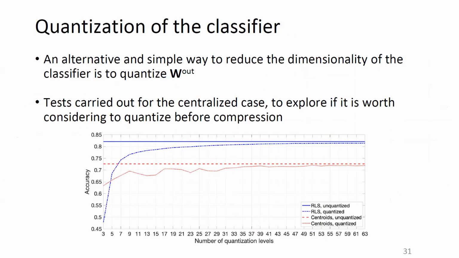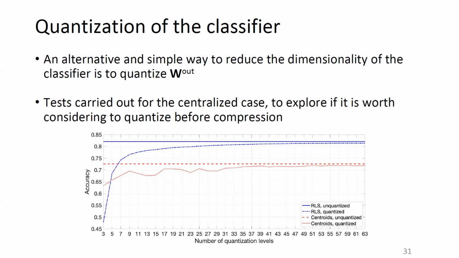In the previous experiments, we just compressed the classifier, but there were some talks on this, that if we can quantize the classifier, neural networks are usually very able to solve the same problems using the same task. So quantization needs to be considered to reduce the dimensionality of the classifier instead of compression. We carried out some tests just for the centralized case to explore if it is worth considering quantization before compression.